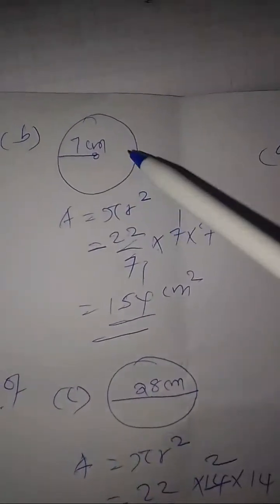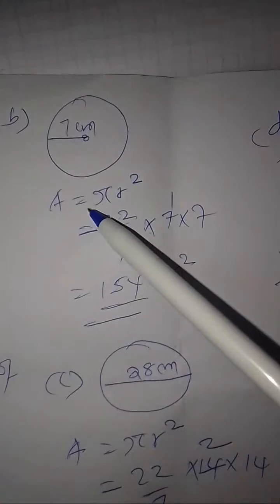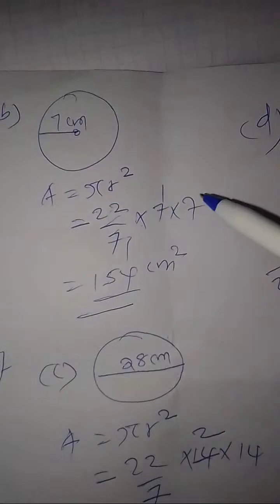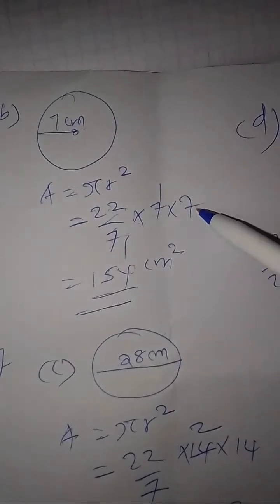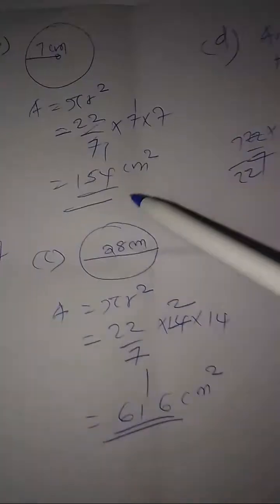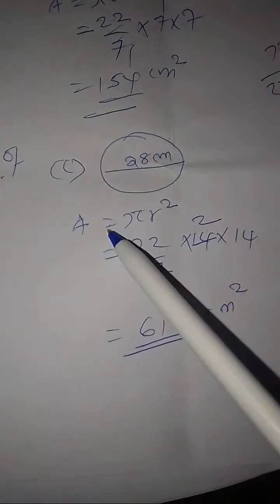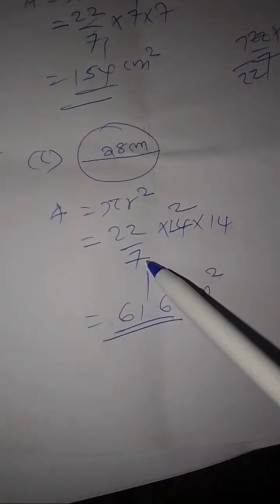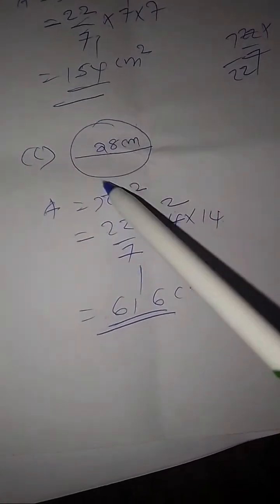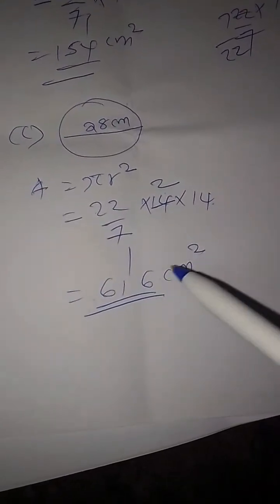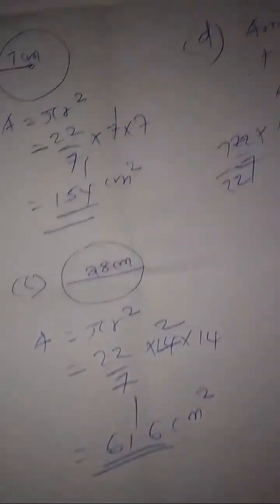Same here, the area of this circle, we use the formula pi r squared. Then we shall have 22 over 7 multiplied by, we square 7. So when you square 7, it is 7 multiplied by 7. So our answer becomes 154 square centimeters. When you work out this other part, our area is pi r squared. So our pi is 22 over 7 multiplied by, the radius becomes 14 times 14. So the answer becomes 616 square centimeters. Okay, so let's move to the next part.